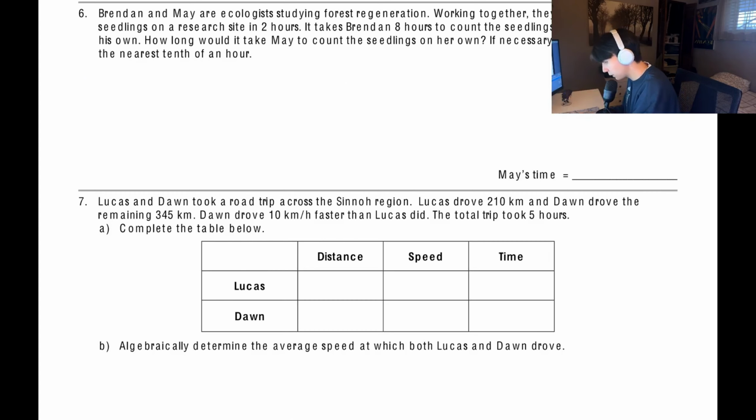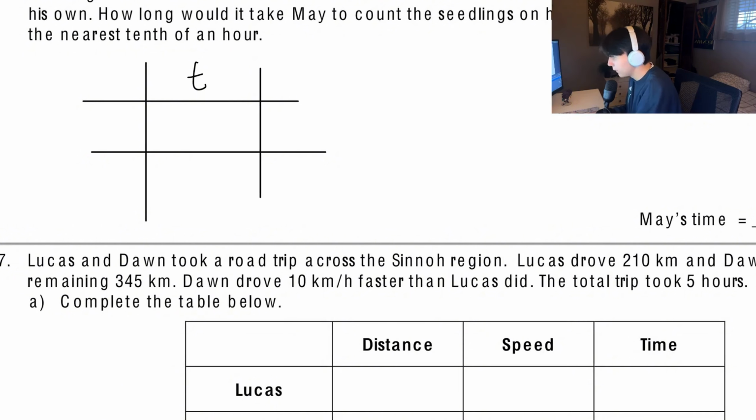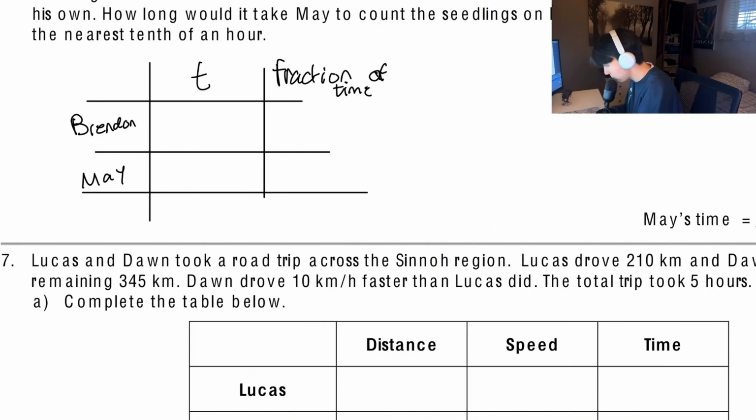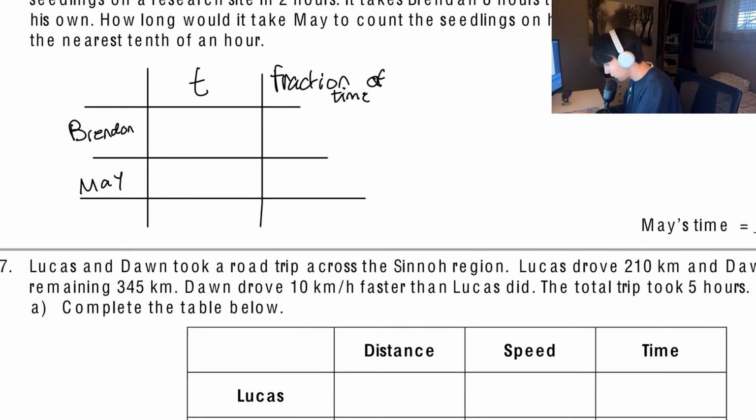So let's look at this. Let me just grab the shape here, and I'm going to draw this 3-prong chart. So this is going to be time, and this is going to be our fraction of time. Okay, so this is going to be Brendan, this is going to be May, and I need to make another slot because I need one where they're working together. Together.